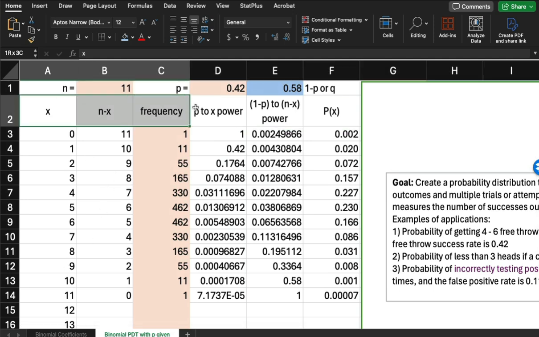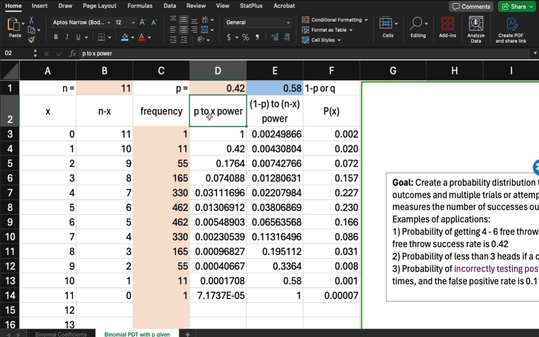So we're going to need columns A through F, and the headings are X, N minus X, frequency, and then we're going to take our P value and raise it to the X power. And then we're going to take our Q value, which is 1 minus P, and raise that to the N minus X power.